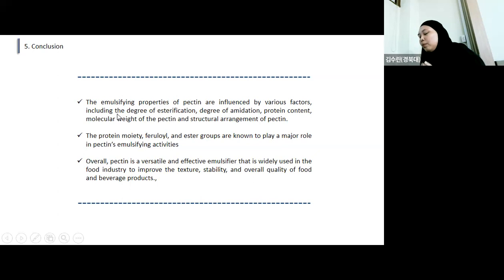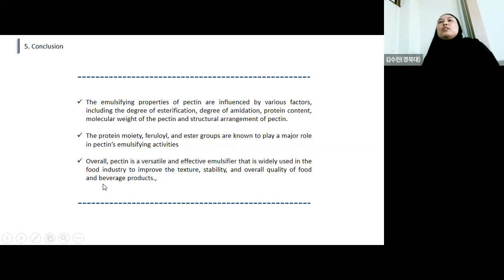So from my compilation of reading, I have noticed the trend that governs the emulsifying factor of pectin. The main ones are degree of esterification, degree of amidation, protein content, and molecular weight. However, the side chain also, protein moiety, ferulic acid, and acetyl group were also found to have a major role in pectin emulsifying properties. So overall, pectin is a versatile and effective emulsifier that can be used in the food industry to improve the food texture, stability, and overall quality of food and beverage products.